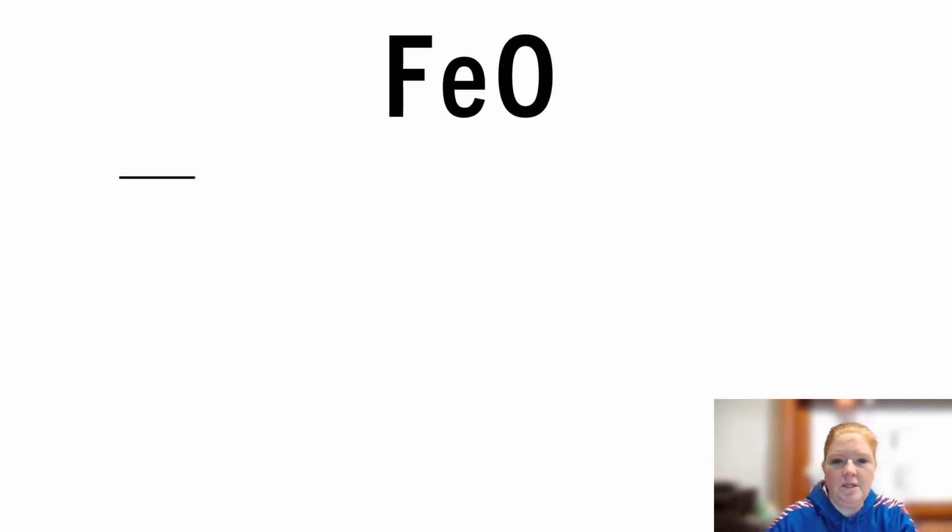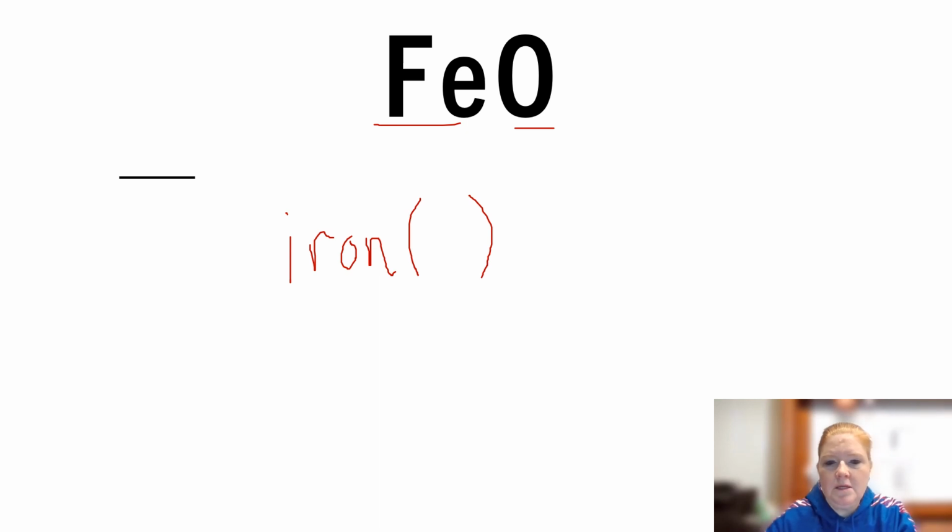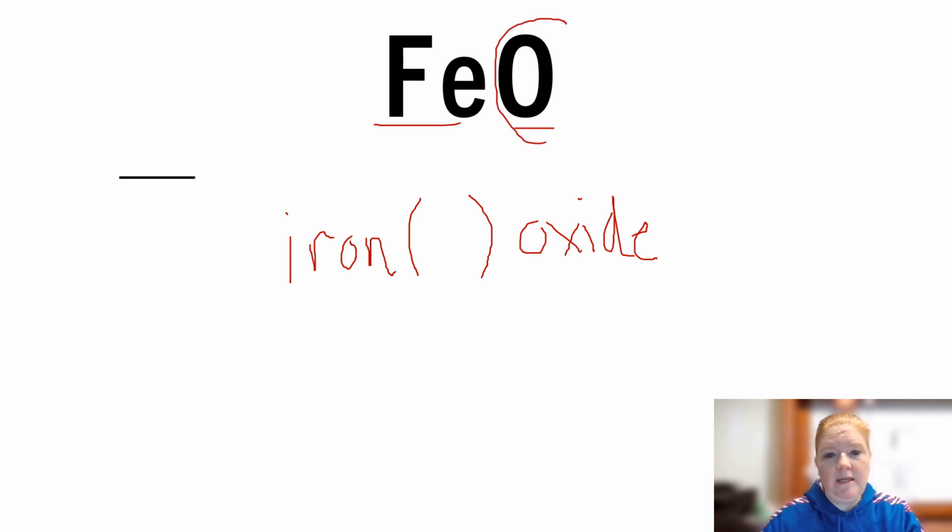All right, so let's look at this one, this, and this. So I have, this is iron, and iron is a metal. If you look it up on the periodic table, it has more than one oxidation state listed. So that means I need a Roman numeral. This name is oxide because it came from oxygen. Now, I need to figure out what Roman numeral it is. So I do that by looking here.